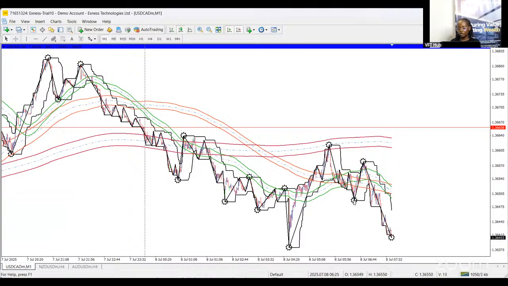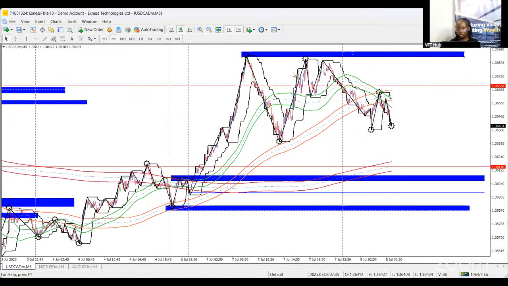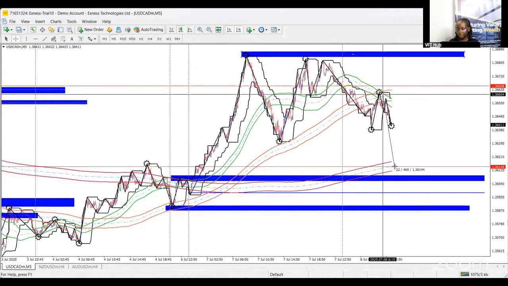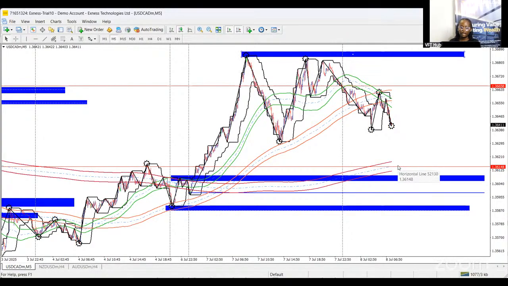Price came, broke below. This was our second entry. Look at that. Very precise. Our stop loss, if we had entered from this zone, would be above this level. So you're putting your stop loss somewhere around here, which is less than 30 pips. Take profit is somewhere around here, which is 45 pips thereabouts. So that's a 1:1.5 type of trade.